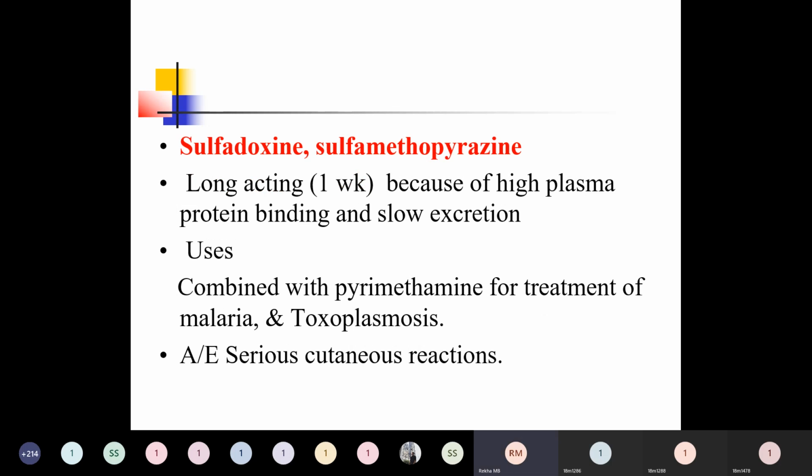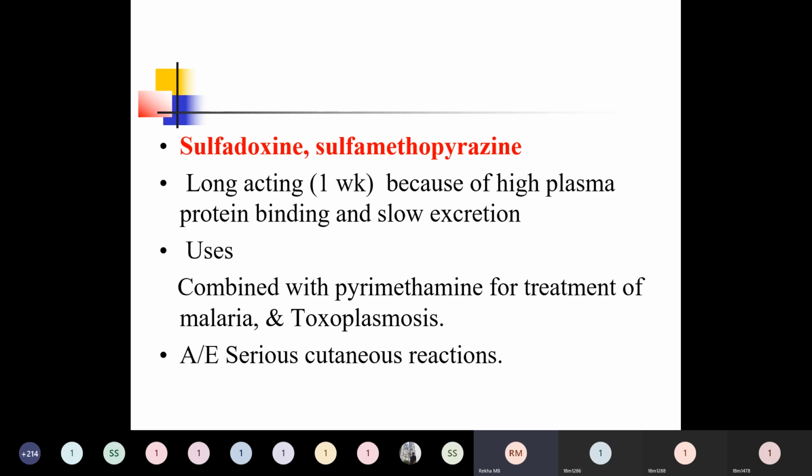The next drug is sulfadoxine. Sulfadoxine and sulfamethopyrazine are longer acting because they are highly plasma protein bound. Their duration of action is more than 7 days. Sulfadoxine is used in combination with pyrimethamine for the treatment of chloroquine-resistant malaria and toxoplasmosis.